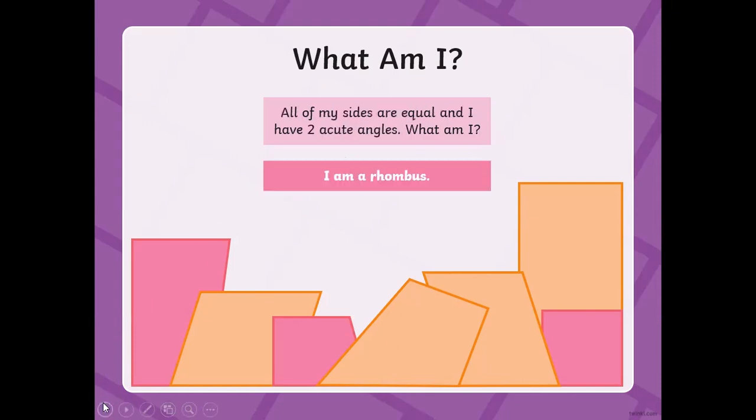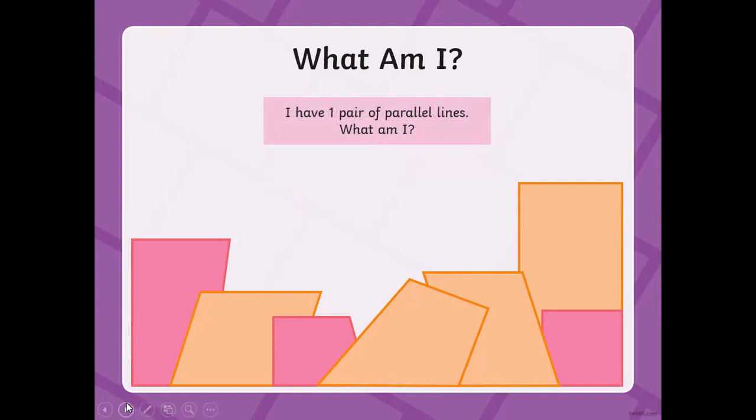Hey, look, I'm going to go back. All of my sides are equal and I have 2 acute angles. What am I? That's a rhombus. Okay. Now, next question. I know you guys saw this already. I have 1 pair of parallel lines.